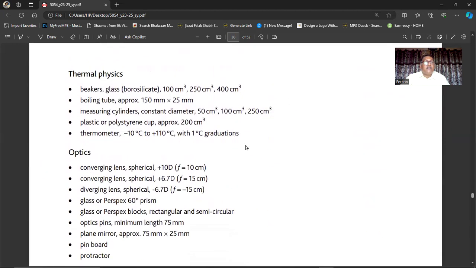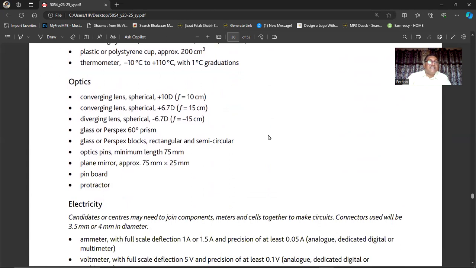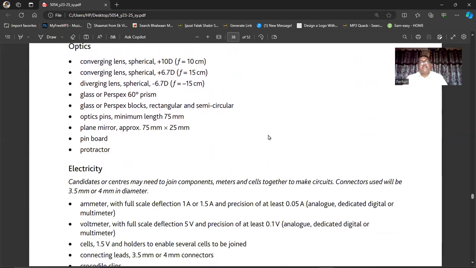Then in thermal physics, we have beaker, glass, and boiling tube, measuring cylinder, and plastic or polystyrene cup, and thermometer. In optics, we need converging lenses of 10 centimeter focal length, converging lenses of 15 centimeter focal length, diverging lenses, glass or perspex 60-degree prism, glass or perspex blocks, rectangular and semicircular, optic pins, plane mirror, pin board, protractor.